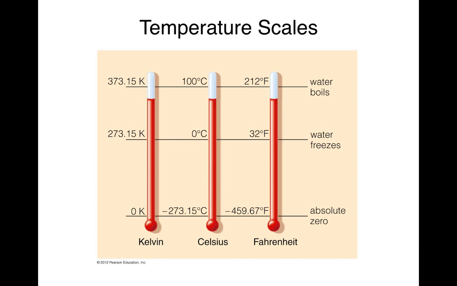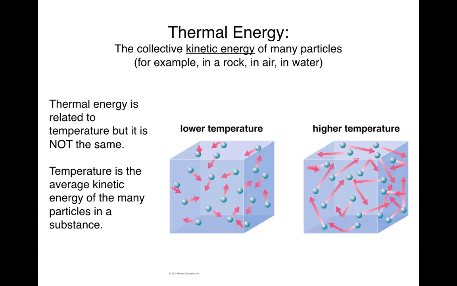You might notice that the Kelvin system is exactly the Celsius system with 273 degrees added to it. So any temperature in Kelvin will be exactly 273 degrees higher than that same temperature in Celsius. Now, to understand how temperature relates to this energy, we need to talk a little bit about thermal energy.